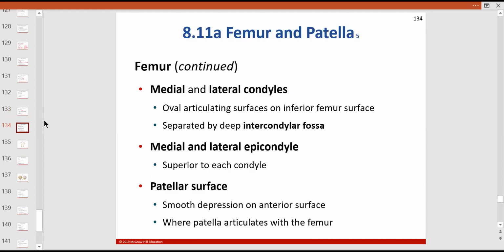And this is important. The condyles. I'm not so concerned about epicondyles, but condyles are important. Epicondyle is just a tiny little blip of bone on top. Remember, epi means top of. And the patellar surface is anterior, right? Anterior femur. Just to get you some idea.